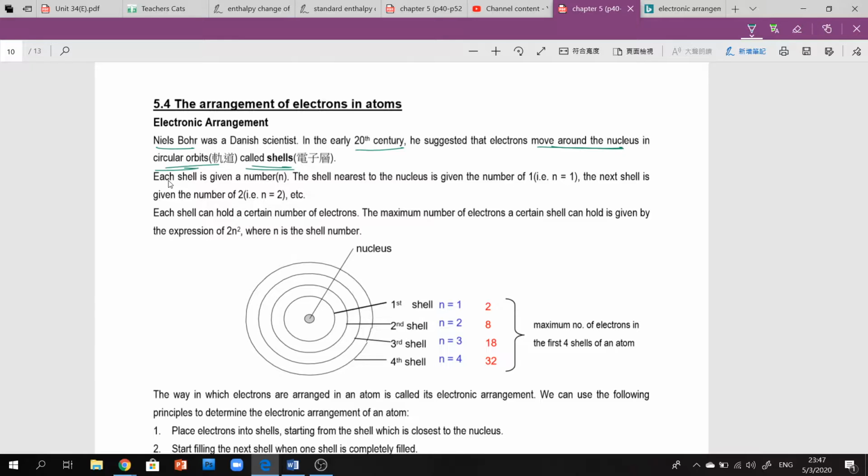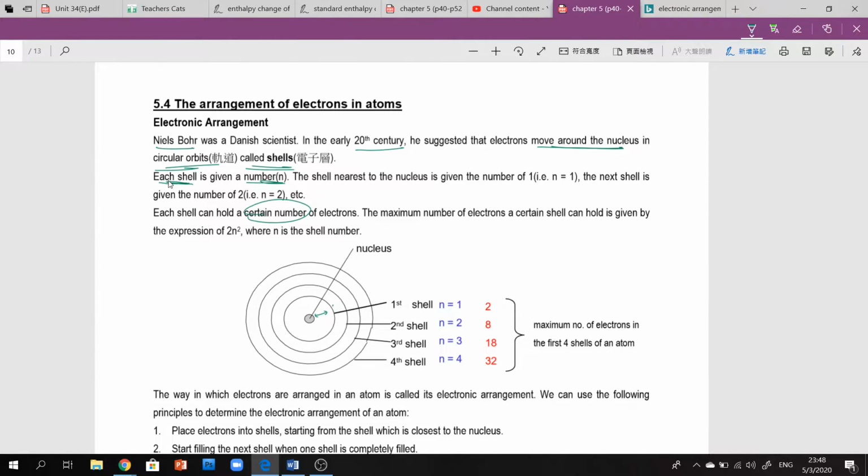We call that an electron shell. Each shell is given a number. The shell nearest to the nucleus is given the number 1. You may find the first shell, second shell, third shell, and fourth shell. The one closest to the nucleus we mark as number 1, and so on.